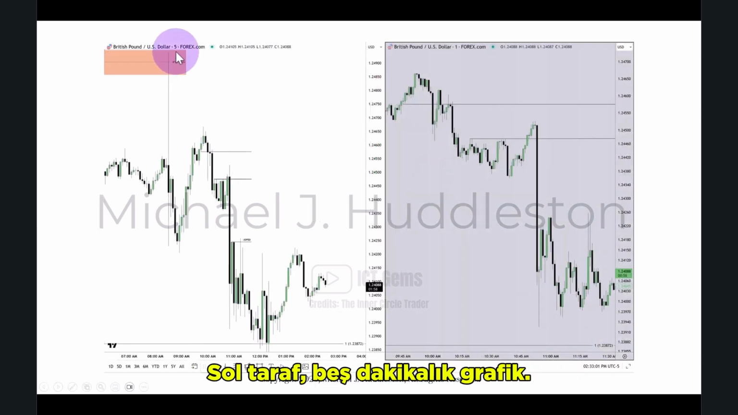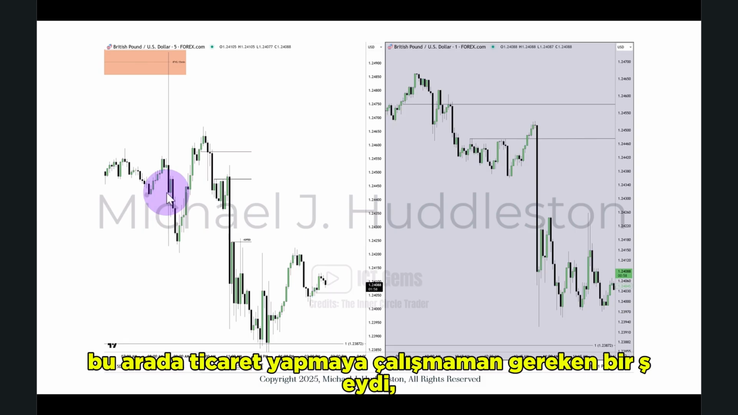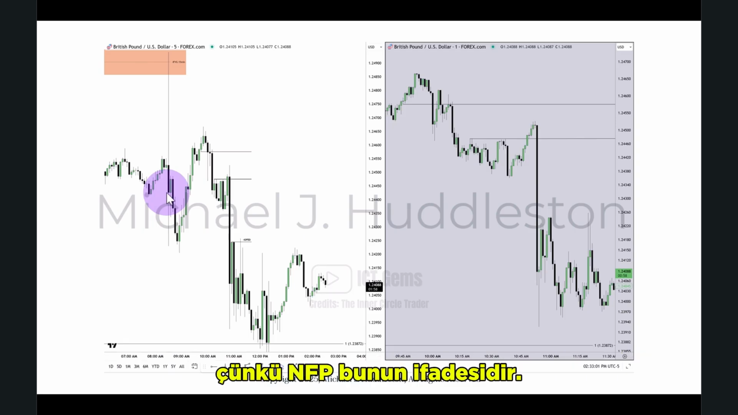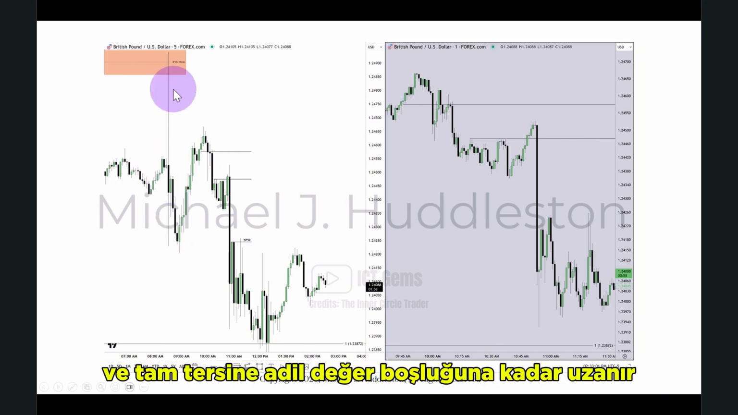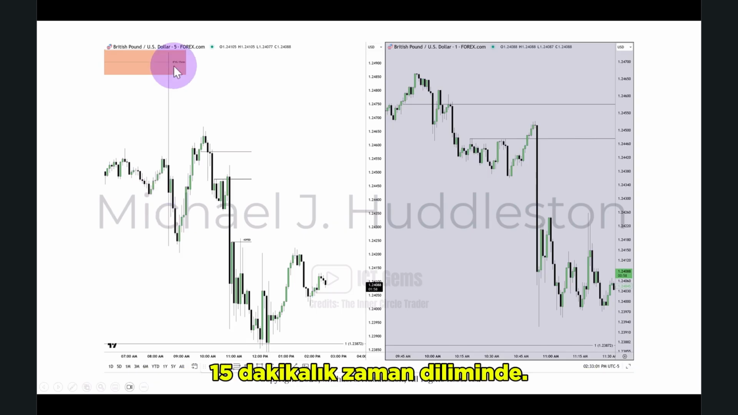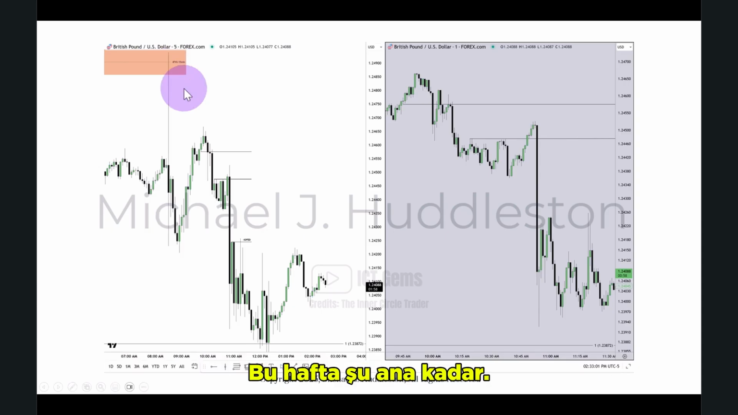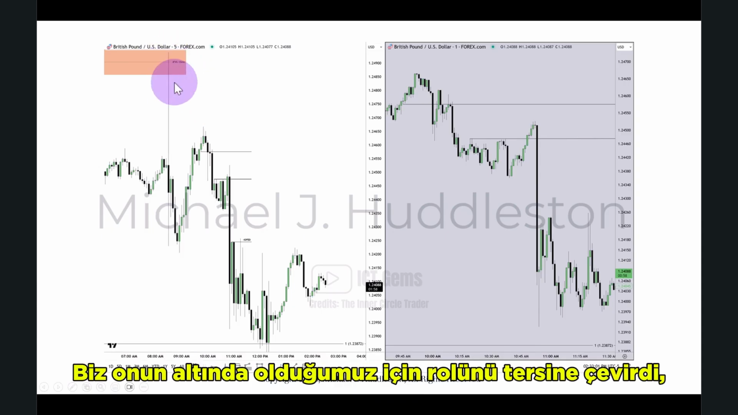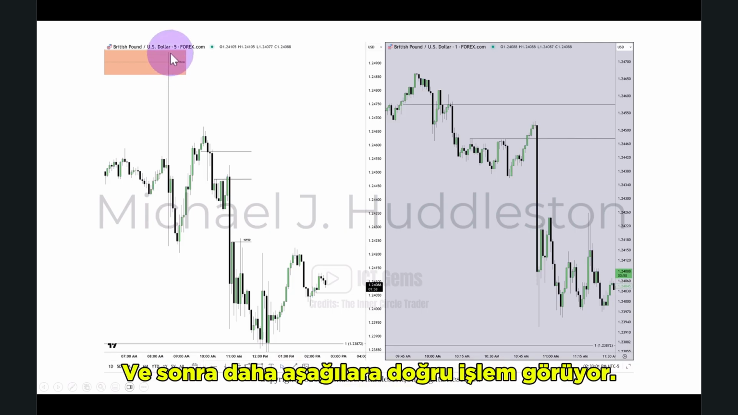Left-hand side, 5-minute chart. Right-hand side, 1-minute chart. So on the left-hand side, you can see how during the non-farm payroll, which you should not have been trying to trade, by the way, because NFP is what it stands for. It's non-farm payroll. It's the employment data. The market opens up, does its circus act, and runs right up into an inversion fair value gap on the 15-minute time frame. You know this gap because of what I was covering so far this week. It just reversed its role because we were below it, came up, hit it as an inversion fair value gap. That's probably random. And then trades lower.